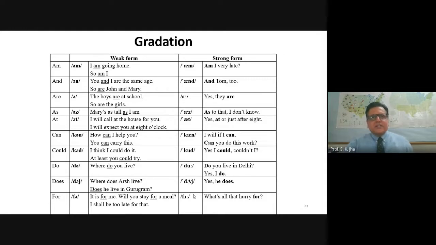Well, gradation is something which is not used in, I will say, Indian English. But you should be aware of gradation. Gradation means a single word in English may have two pronunciations, as weak form and strong form. In this regard, there are some noteworthy facts.